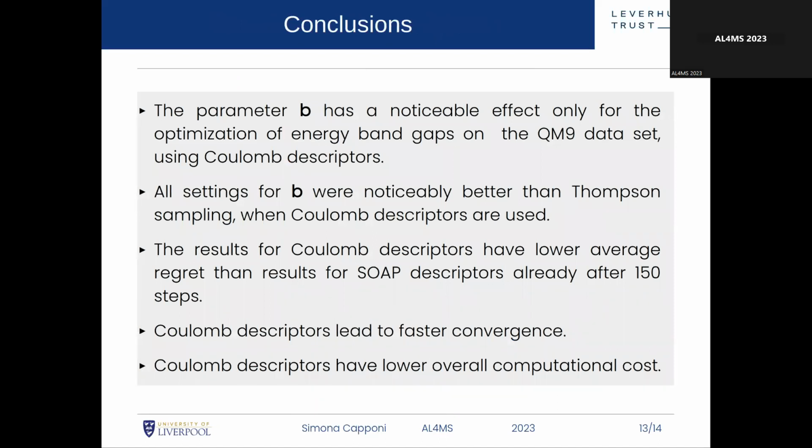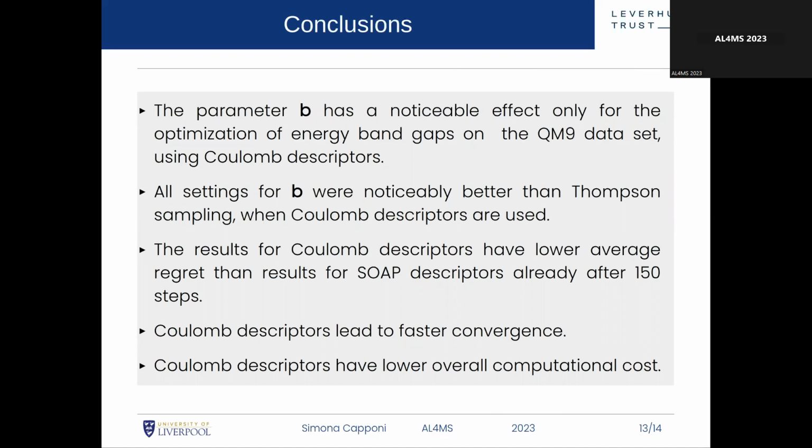Briefly, here is a summary of what we concluded. The parameter B, which is the impact of quality over diversity, has a remarkable effect for all the data sets only for Coulomb, while for SOAP descriptors that is not observed. Also, one thing to keep in mind is that the SOAP descriptor is quite expensive. I don't know if you noticed that the results previously shown have only 150 iterations for the SOAP descriptor, which was a limitation from our computational time.